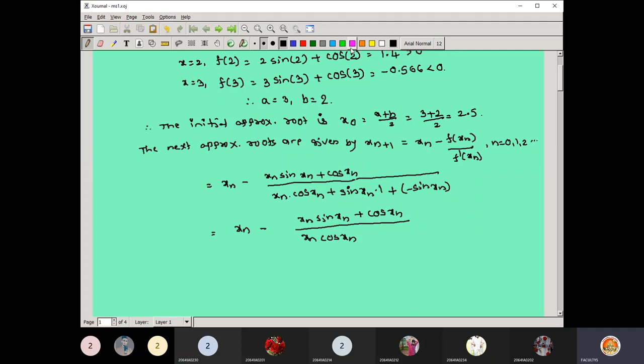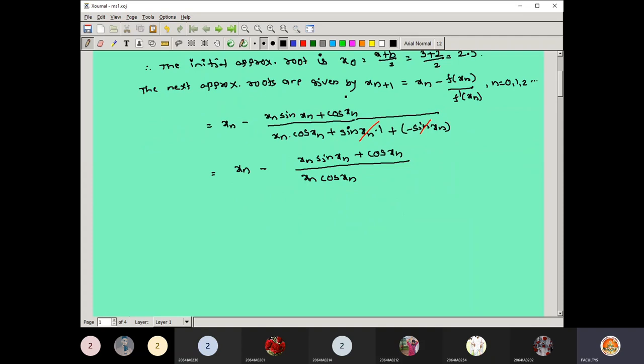So you can cancel these two terms. I'm cancelling this entire term. We have only that particular expression, and just take the LCM and find the simplification. It is equal to xn into xn, which is xn square cos xn, minus xn sin xn, minus cos xn. Overall it is divided by xn cos xn. This is the final simplification corresponding to your Newton-Raphson method.